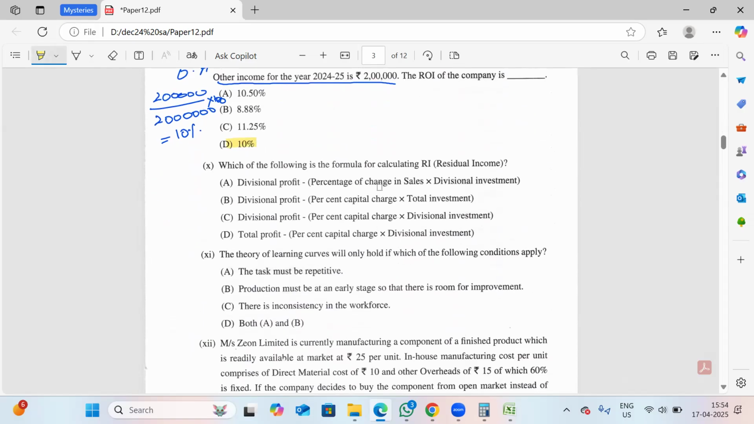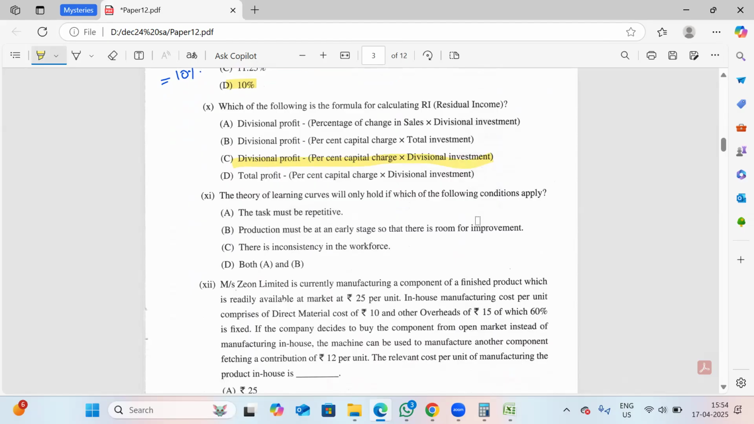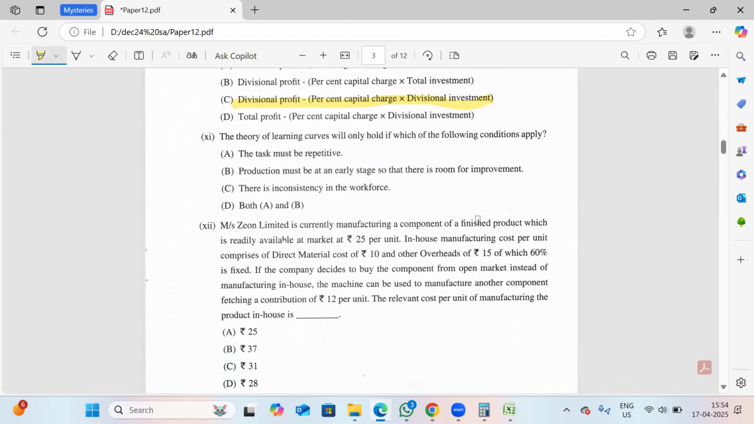Which of the following is the formula for calculating residual income? So how will we calculate residual income? Residual income is calculated as divisional profit minus percent capital charge into divisional investment. So option C is the right answer. We will always calculate on divisional investment. So option C is the right answer.